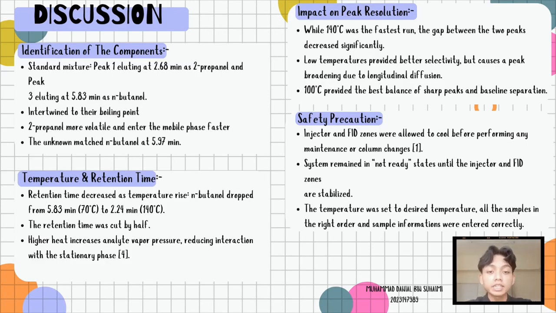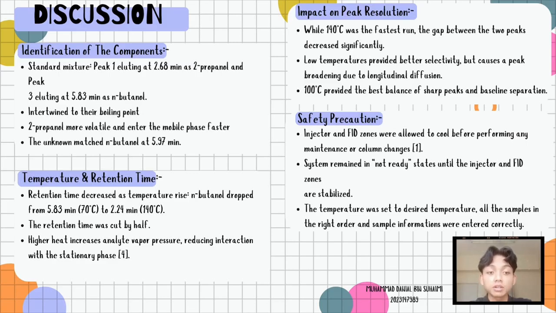However, there is a trade-off regarding the effect of temperature on peak resolution. While 140 Celsius was the fastest run, the gap between the two peaks decreased significantly. Thus, we observed that low temperature provides better selectivity, but it also caused peak broadening due to longitudinal diffusion. Therefore, we decided that 100 Celsius provides the best balance of sharp peaks and baseline separation.